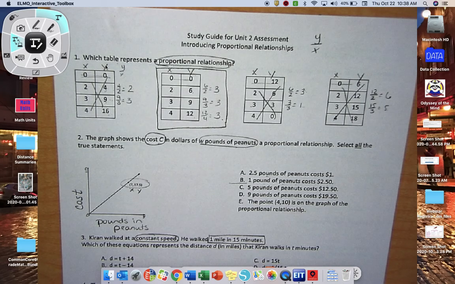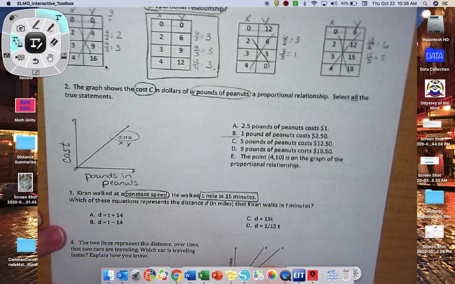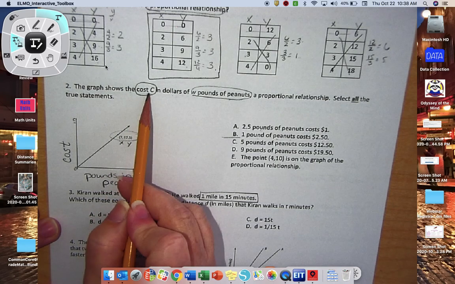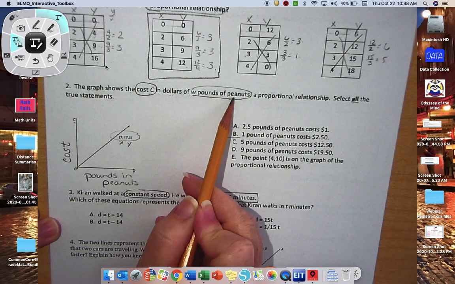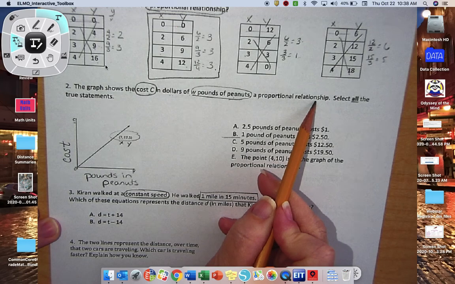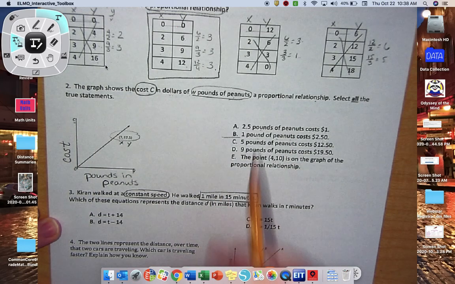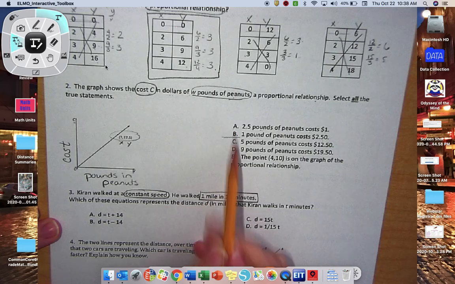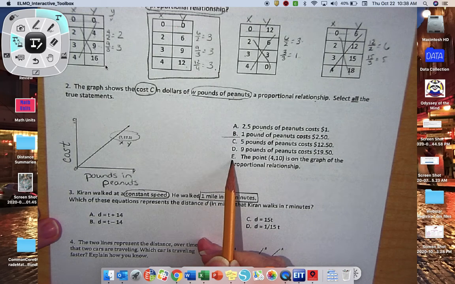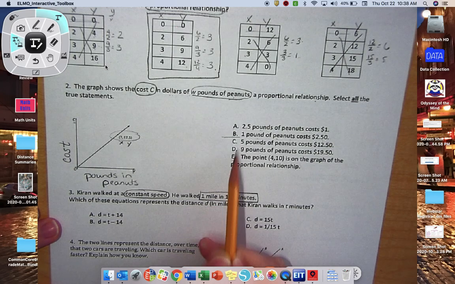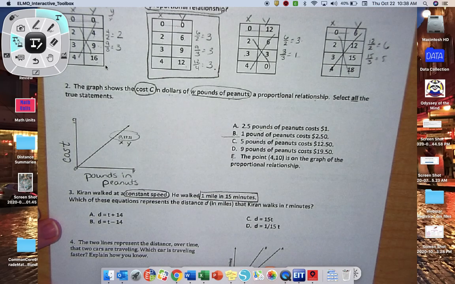All right, question number 2. Number 2 says the graph shows the cost, C, in dollars of W pounds of peanuts, a proportional relationship. Select all the true statements. So on one of these select alls, you know that there possibly could be only one right answer, but it's also possible that every single one of these could be a correct answer.